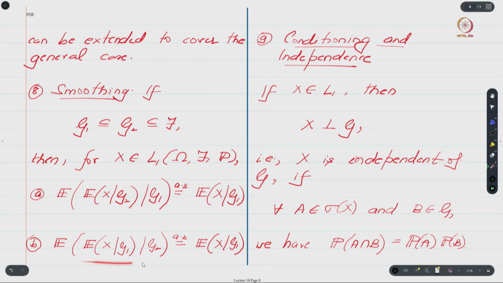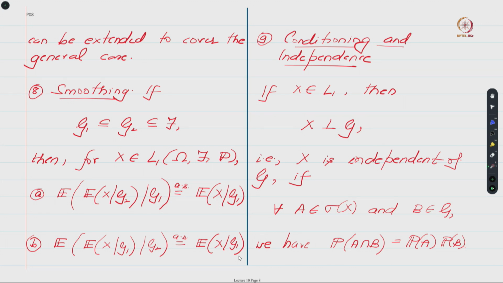Now this second property is very easy to show because this conditional expectation is actually G1 measurable, and because it is G1 measurable and G1 is a subset of G2, we get it for free that this is also G2 measurable. And since this random variable is G2 measurable, when we take the conditional expectation of this random variable with respect to G2, we get back this.